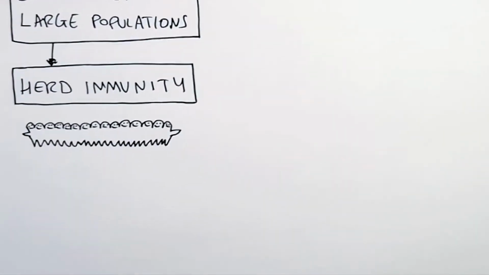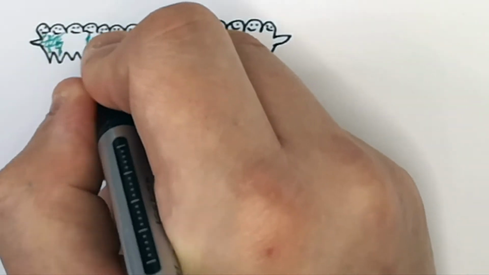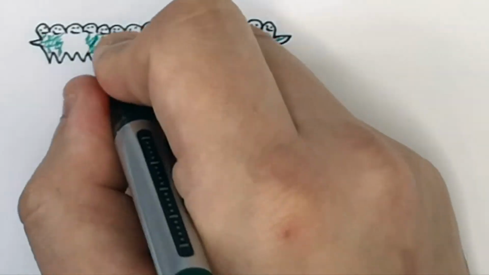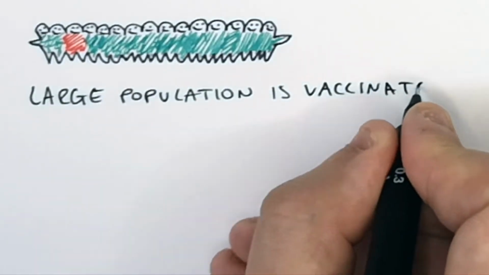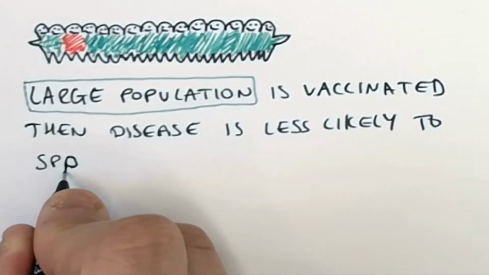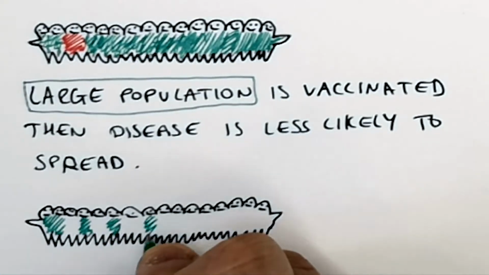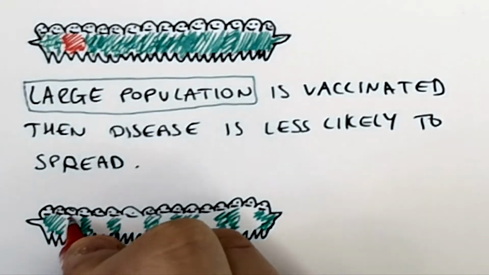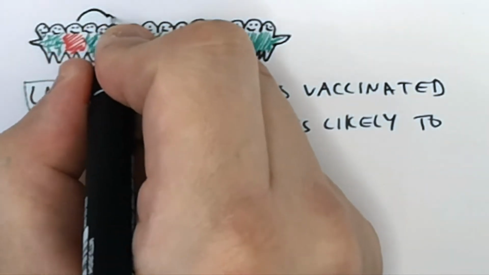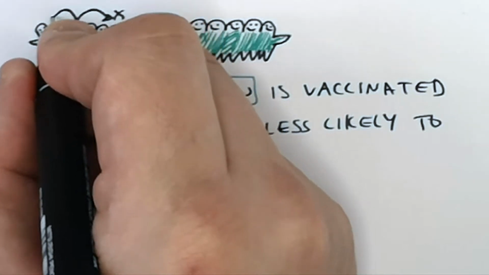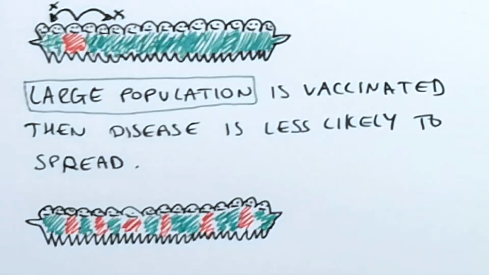This is an example of herd immunity. All the people who've been coloured in green have been vaccinated against the disease. The people that are coloured in red have not been vaccinated against the disease. So if a large population is vaccinated, the disease is less likely to spread. So in this diagram here, you can see that a far smaller percentage of the population have been vaccinated. So if the one person in the above diagram gets the disease, they cannot spread it to other people within the population because they've all been vaccinated.